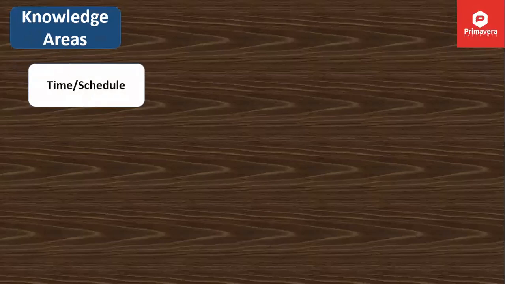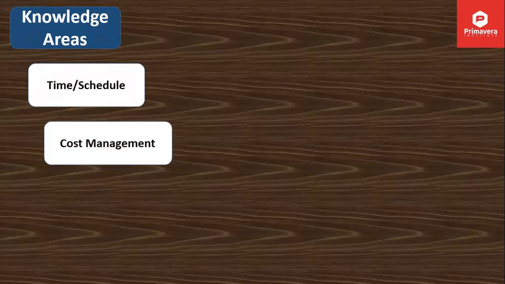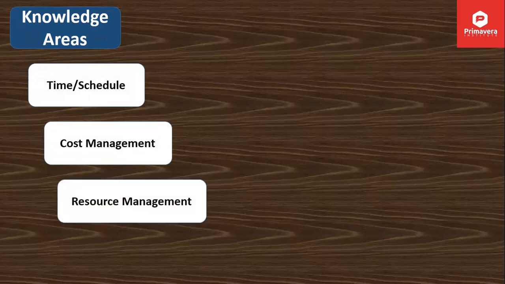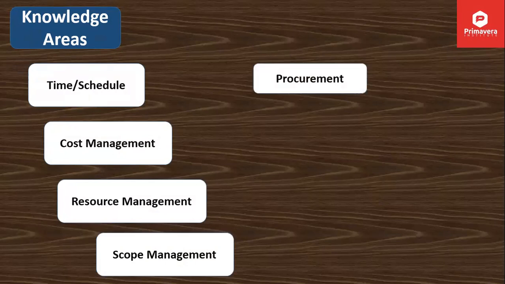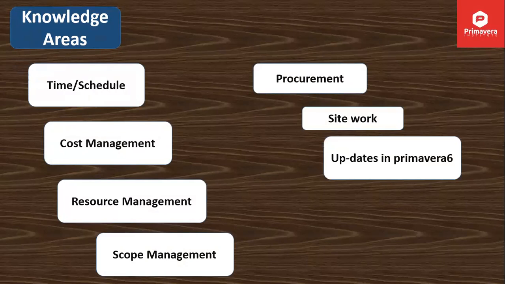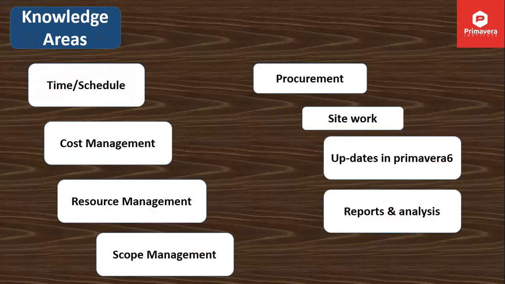Once you talk about the time of any project, how much time it will take and how much cost it will take, you are going to plan and control cost, you are going to plan resources, your scope management, procurement management, your site work data, your updates in Primavera 6, and your reports and analysis. All these things would be under the umbrella of project oriented knowledge.